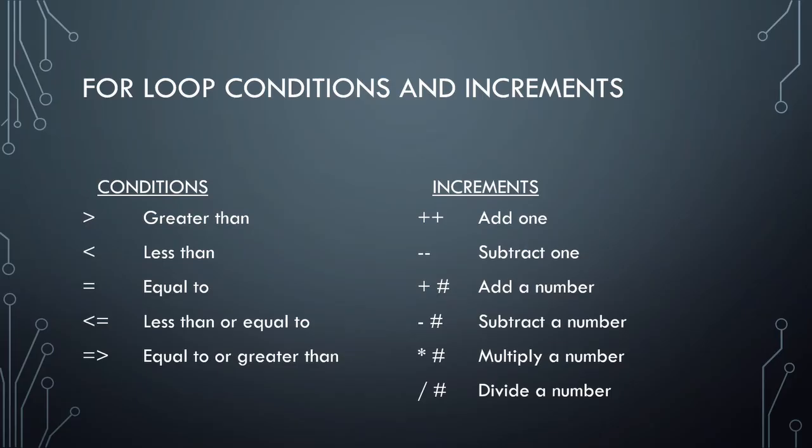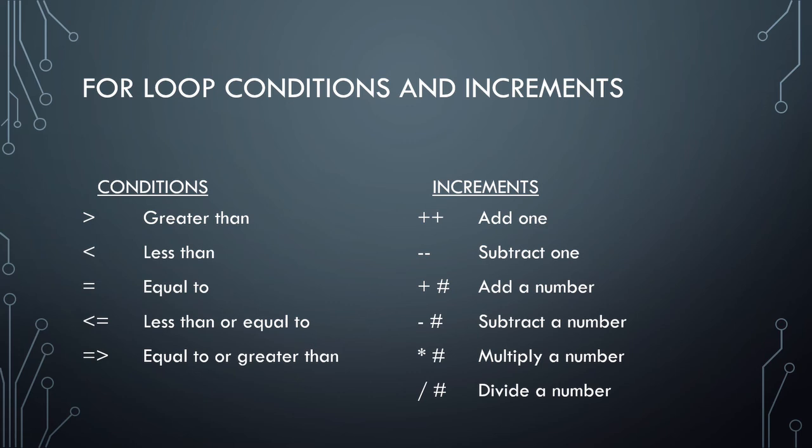So we have some conditions and some increments or modifications that we can make. And here's a list of the typical ones. In our example that we looked at, we were checking if i was less than or equal to 255. You can see that's the fourth one down on the condition side. We're usually checking to see if that variable is greater than, less than, equal to, less than or equal, or greater than or equal. So here's a list of conditions that we would typically check for.